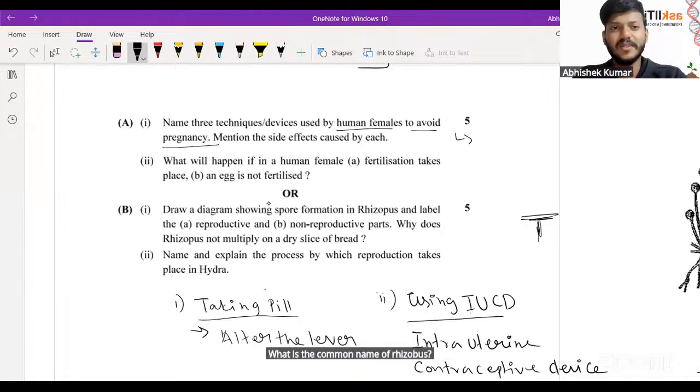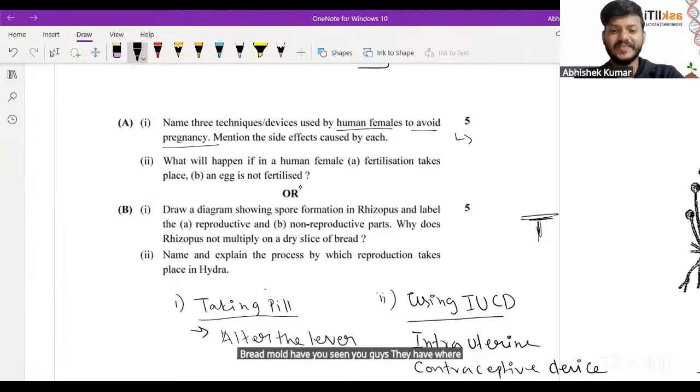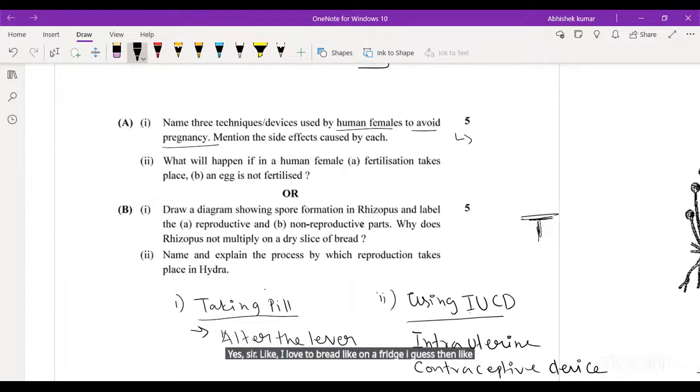Have you seen it, you guys? Yes, sir. Where? Like I left bread in the fridge, I guess. Then it started developing some kind of strange something.